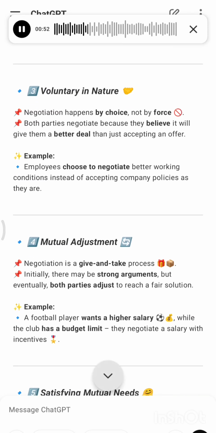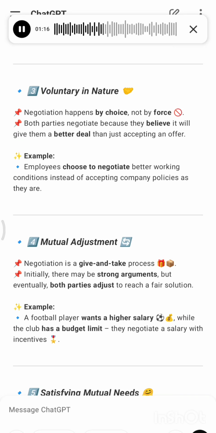3. Voluntary in nature. Negotiation happens by choice, not by force. Both parties negotiate because they believe it will give them a better deal than just accepting an offer. Example: employees choose to negotiate better working conditions instead of accepting company policies as they are.